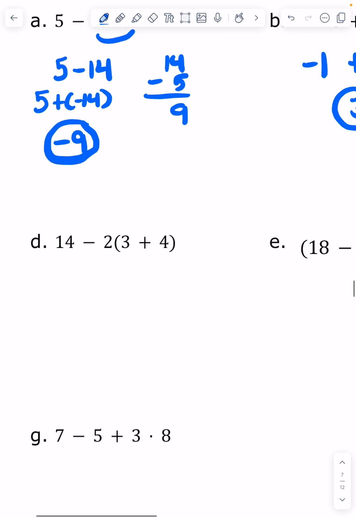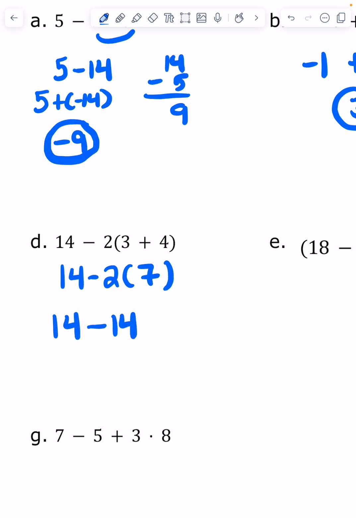Example D, 14 minus 2, open parentheses 3 plus 4, close parentheses. Here we want to do our parentheses first. That's the P in PEMDAS. So 3 plus 4 is equal to 7, so I'm just going to replace the 3 plus 4 with a 7. And then we need to multiply next because multiplication always comes before addition or subtraction. And 2 times 7 is 14. 14 minus 14 is 0.